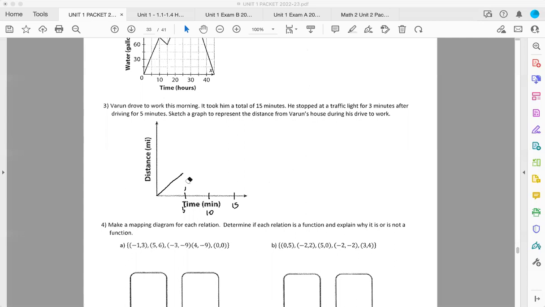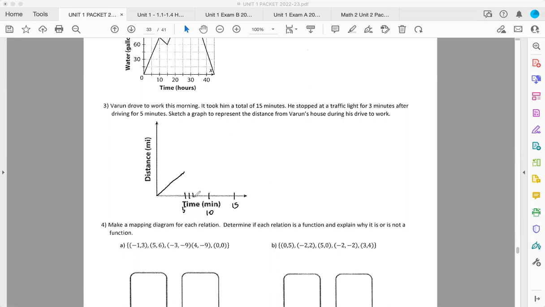And I can erase this part here underneath it. So we can go, this is up to 5. And then he stopped at traffic lights. So remember, he stopped at a traffic light for 3 minutes after driving 5. So the first thing that I modeled here is the first 5. And we can do 6, 7, 8.